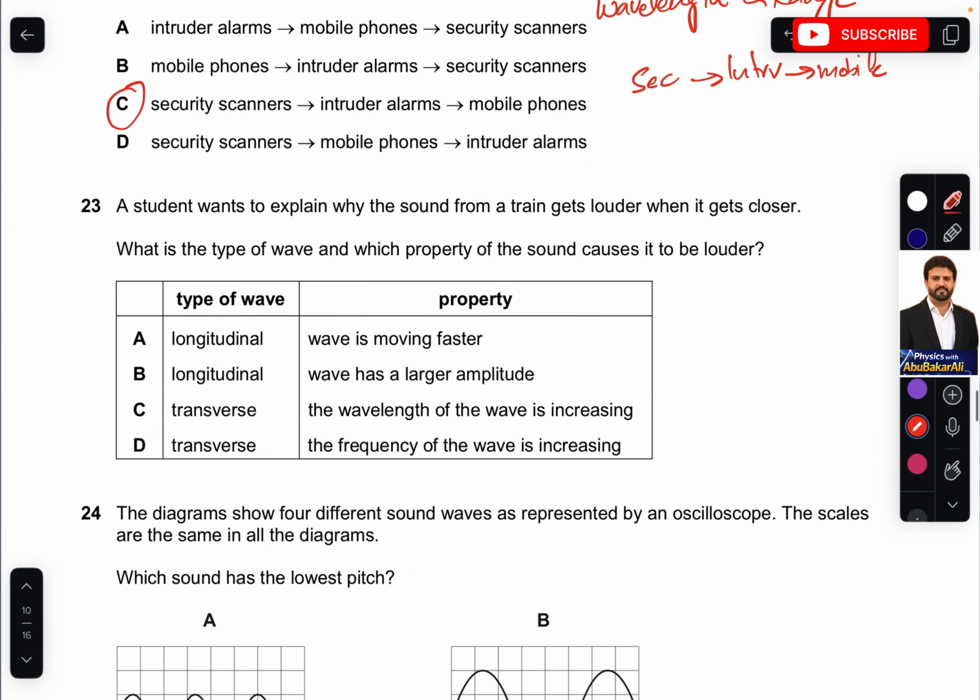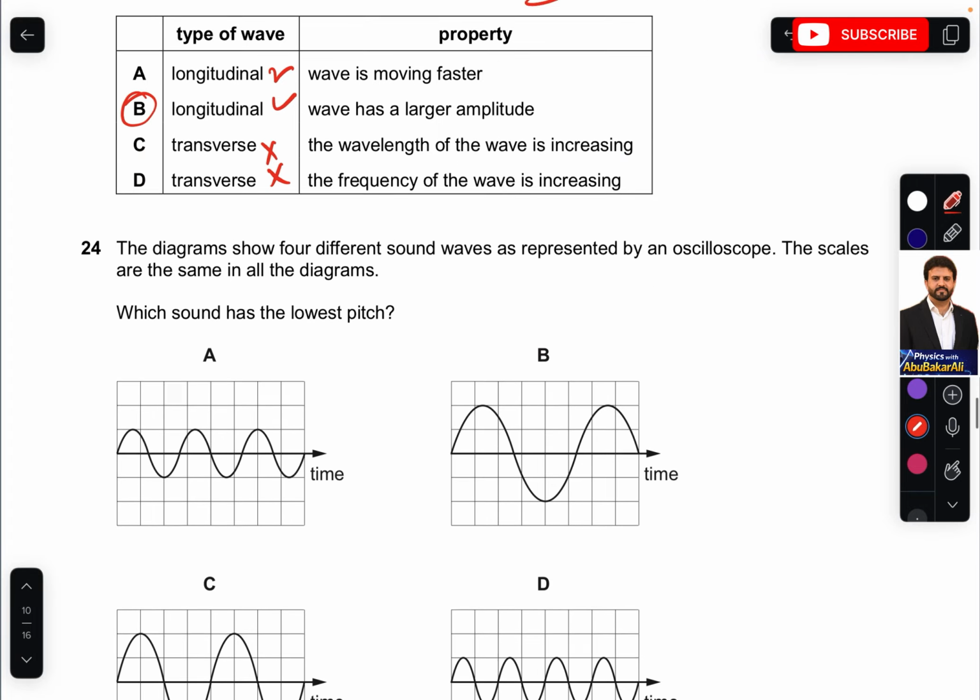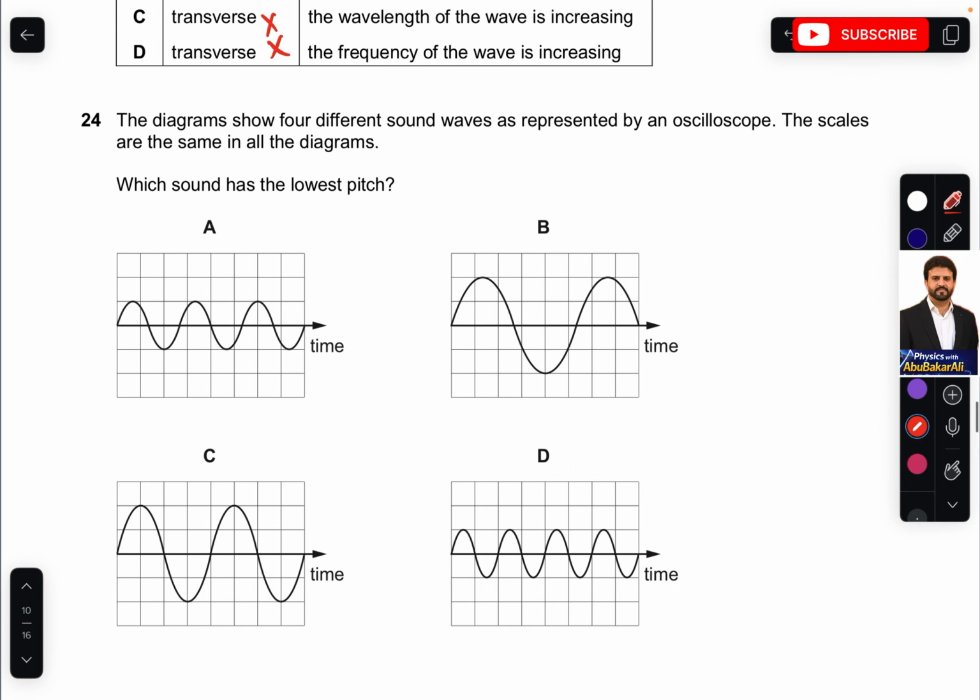Question 23. A student wants to explain why the sound from a train gets louder when it gets closer. What is the type of wave and which property of sound? Achha, sound is simply a longitudinal wave. It's not transverse. And loudness depends on the amplitude. Okay, so B.